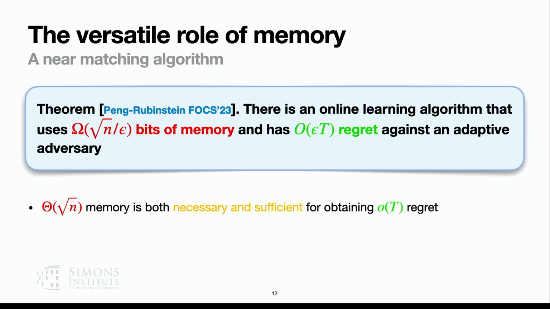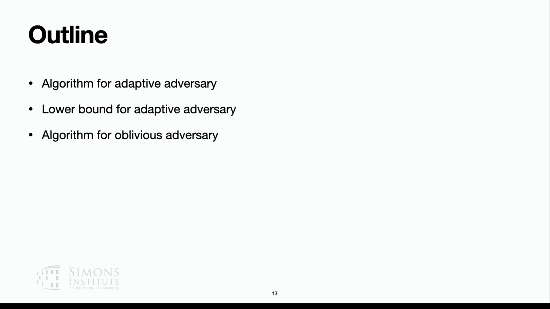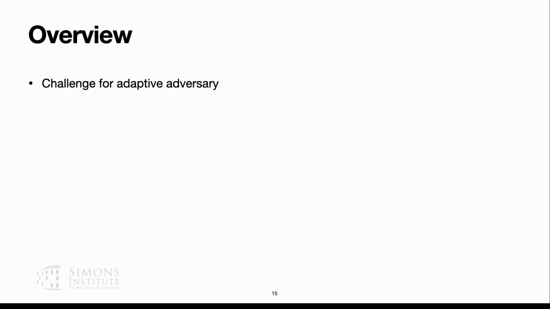Cool. I will try to give an outline of how we obtain this result, and I'll reverse the order. Start from the algorithms for the adaptive adversary, which is the simpler one and I think probably the more conceptually interesting one. Let me first give you some overview of this result. First, I'll sketch at a high level the challenges here.